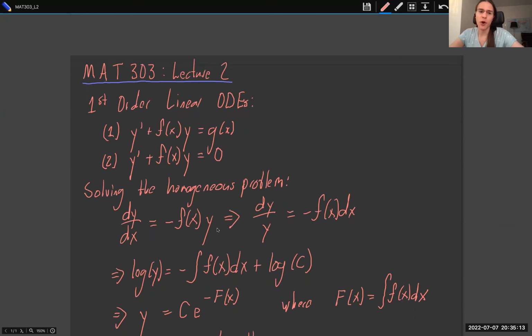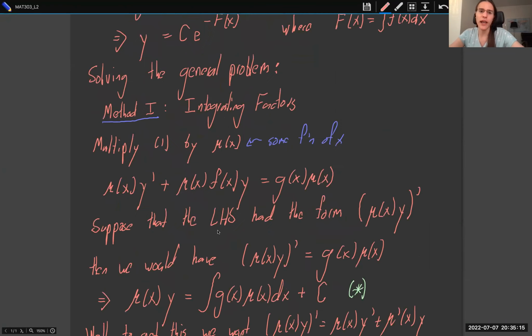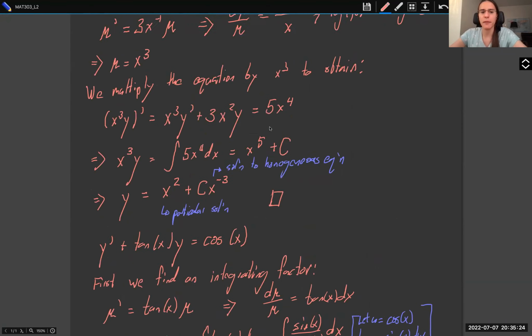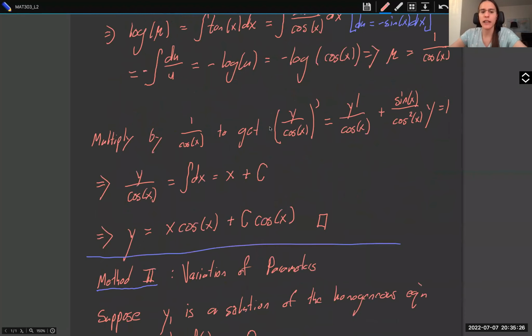And we solved a homogeneous problem, but now I solved a general problem here, and we had two methods of doing it. So we had the method of integrating factors in this sense, which is going to be different from the method of integrating factors next time. And then we had the method of variation of parameters.